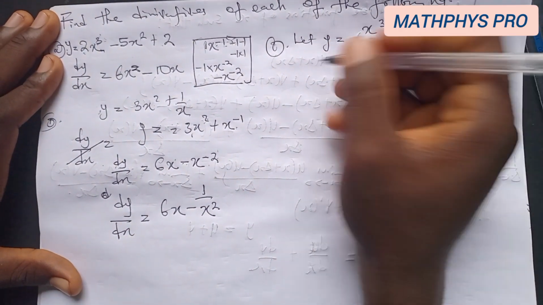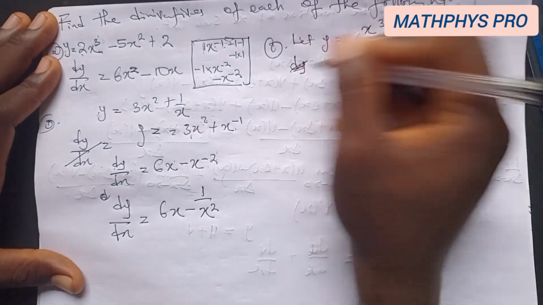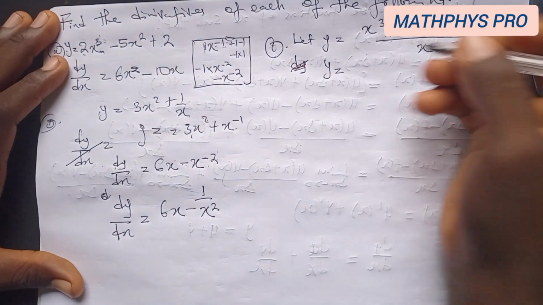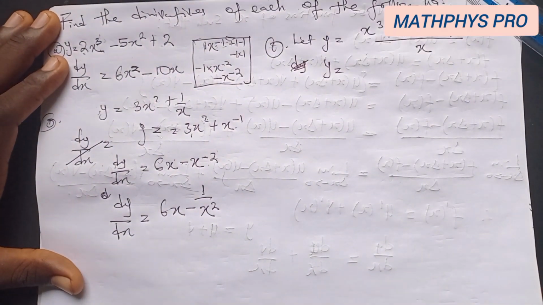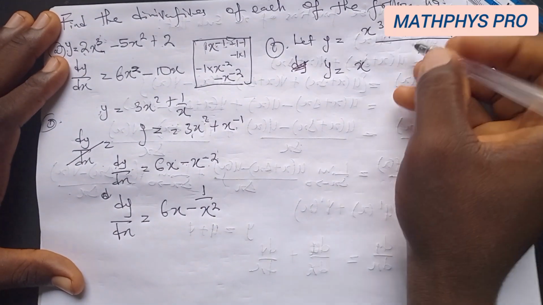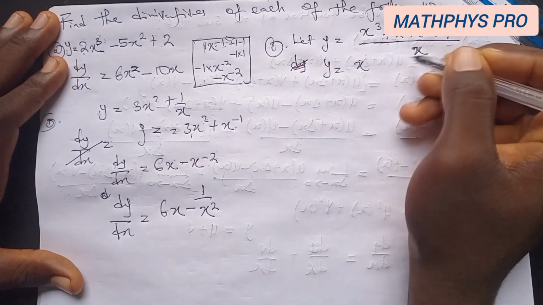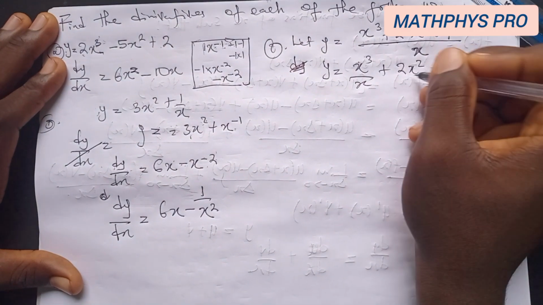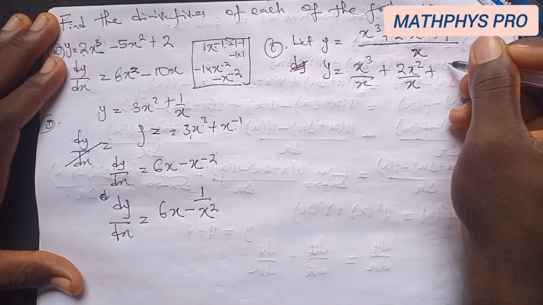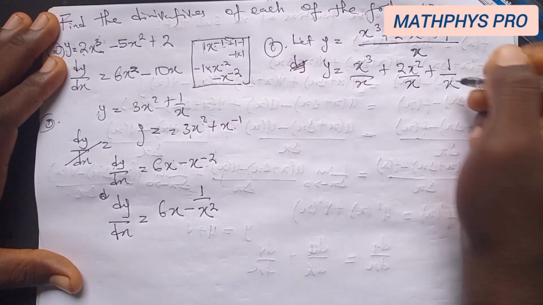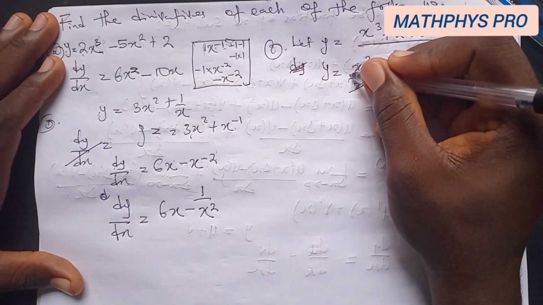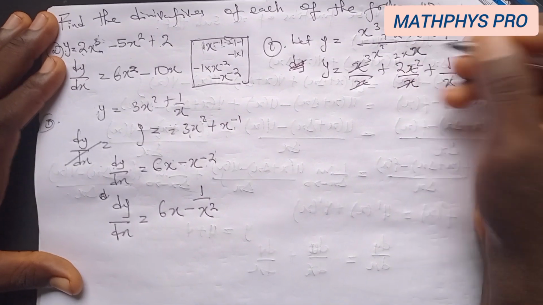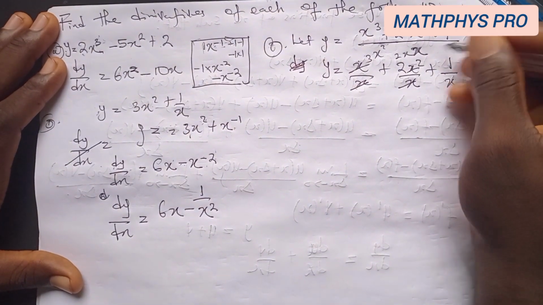So find dy/dx. First of all, before we find dy/dx, remember that this y can also be written as x cubed divided by x plus 2x squared divided by x plus 1 over x. Now x can cancel one x here, so we have only x squared remaining. x can cancel x here, so we have 2x remaining. So there's no x at the numerator.